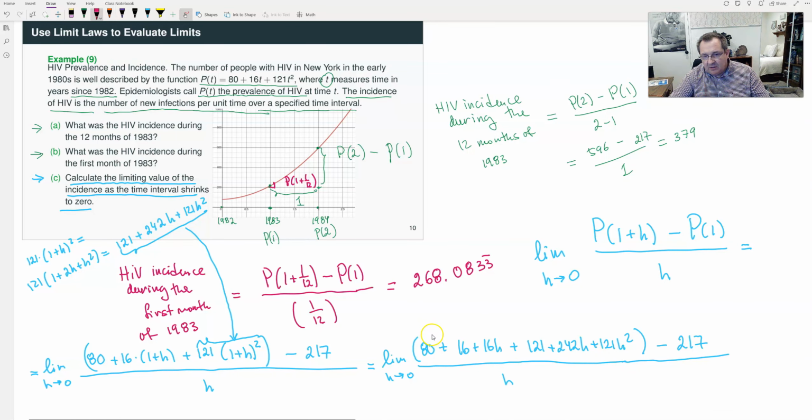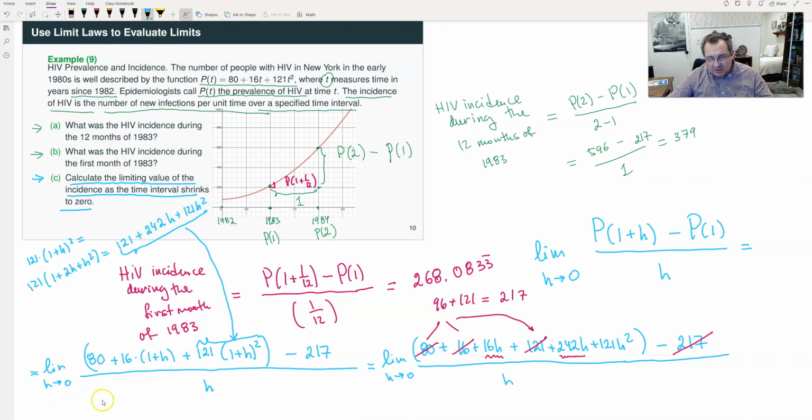Very well. So now we can simplify it a little bit. Notice that 80 plus 16 plus 121 will make 217. Indeed, 80 plus 16 is 96 plus 121. So 6 plus 1 is 7. And 9 plus 12 is 21. So here we go. 217. And these three numbers, we can cancel that number. 16h can be combined with 242h. And 121h squared will not be combined with anything. It will pretty much stay the same.